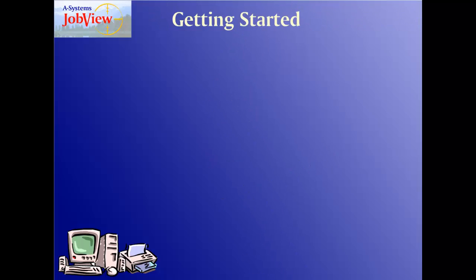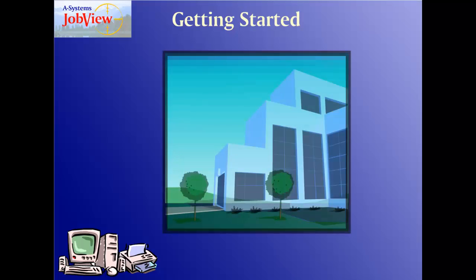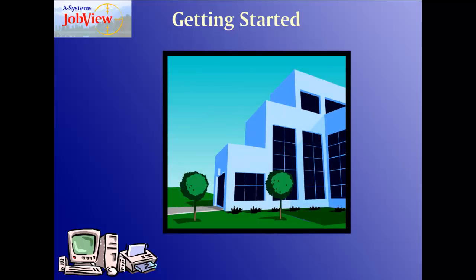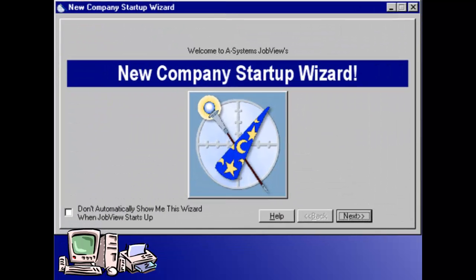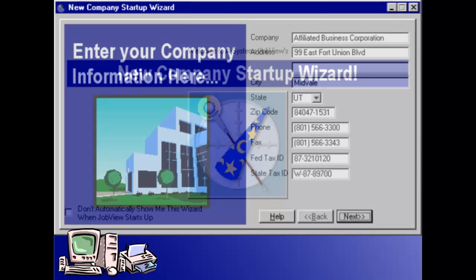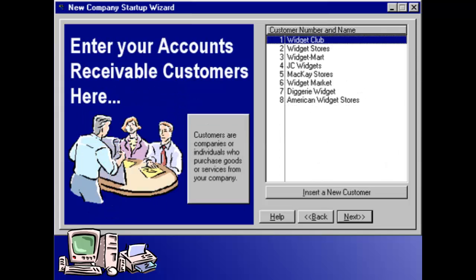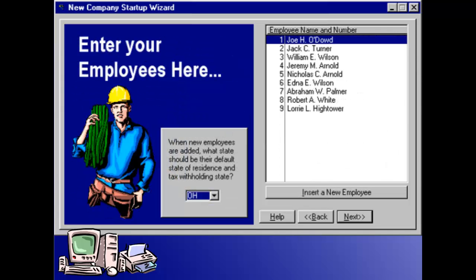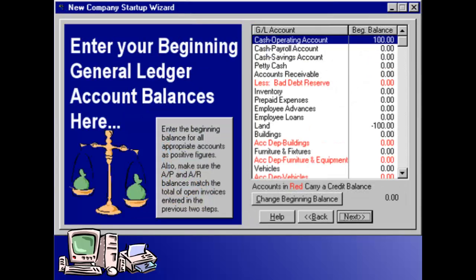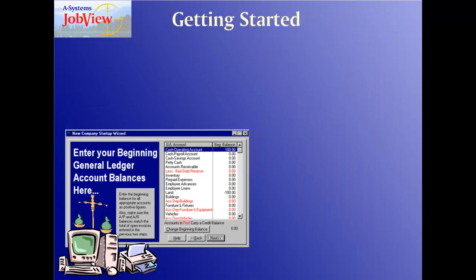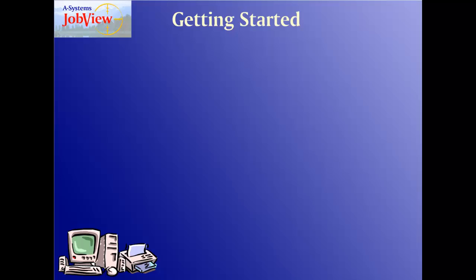Getting started with A-Systems JobView couldn't be easier. Start out by creating a company with a standard chart of accounts. Then personalize the company information by using the New Company Startup Wizard. This wizard walks you step by step through the process of entering your vendors, customers, employees, jobs, and your beginning job cost and general ledger account balances. Once you have completed the wizard, you're ready to start your bookkeeping. It's that simple.